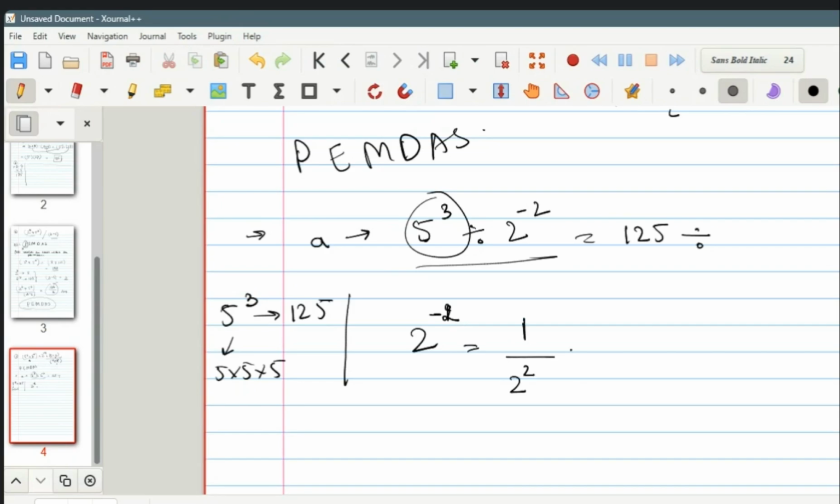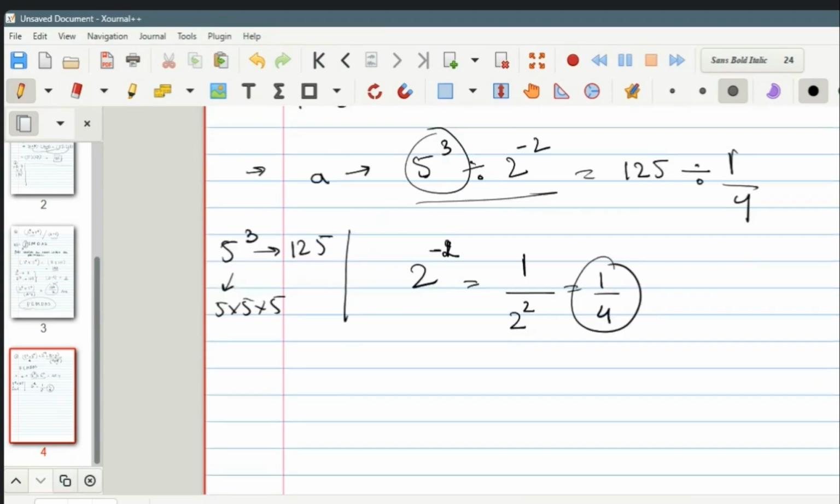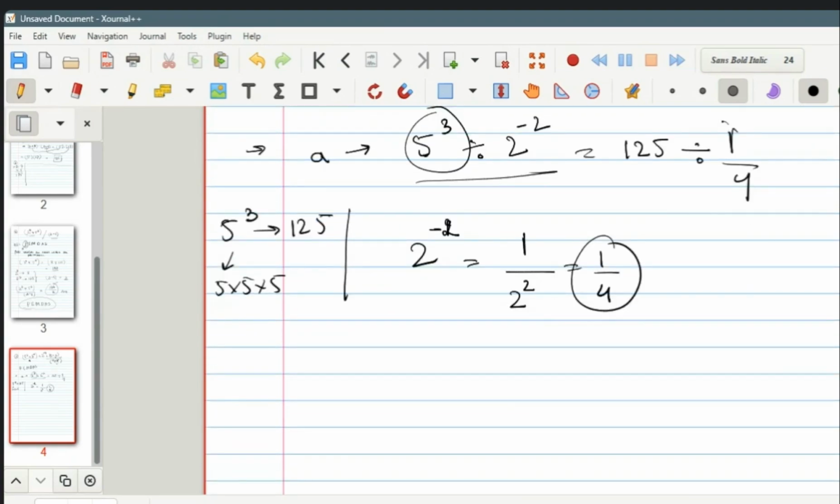And how can we write this thing? We can write this thing like this. So please just put 1 by 4 in place of this thing. The expression we have is this thing. So 125. Let me write the line here.